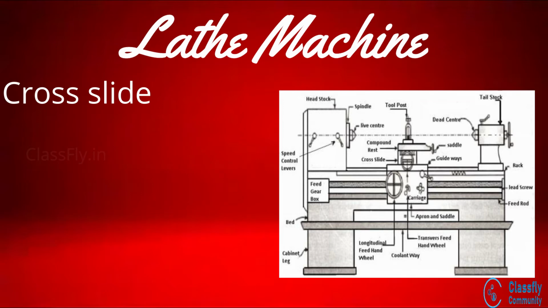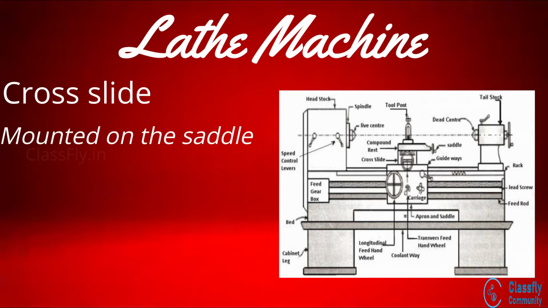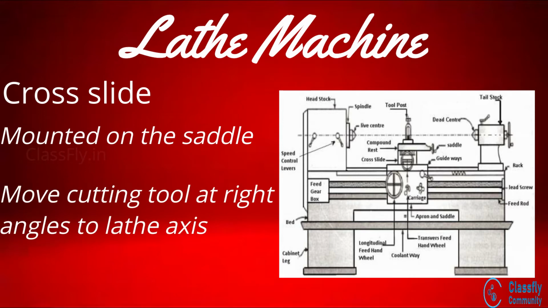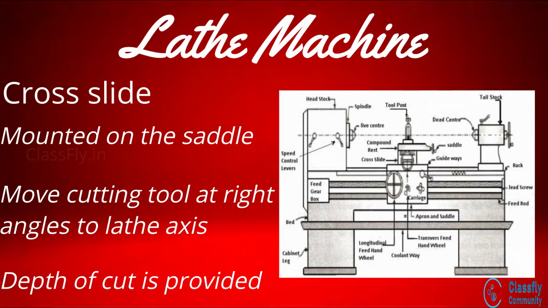Cross slide. Well, this is mounted on the saddle. The cross slide is used to move the cutting tool at right angles to the lathe axis. Hence, the necessary depth of cut can be provided to the workpiece.